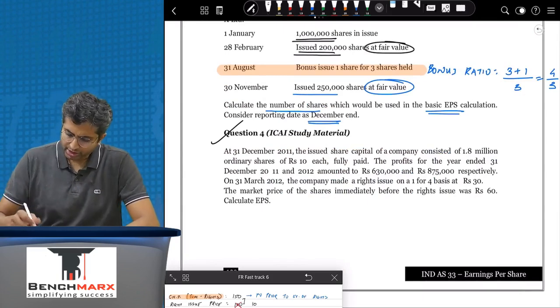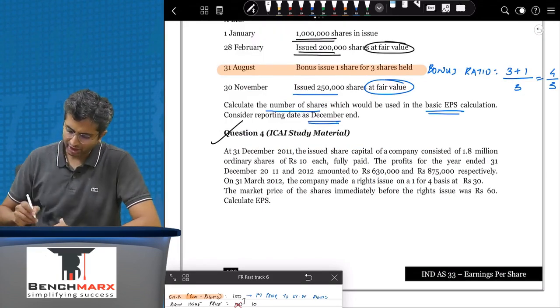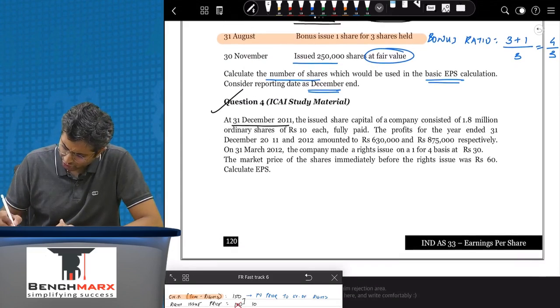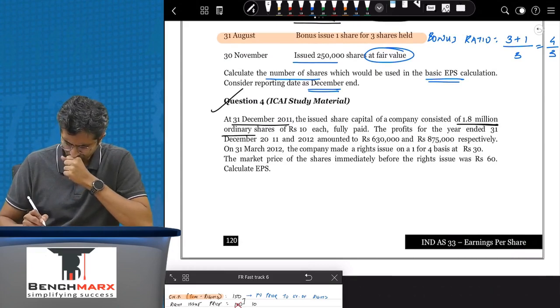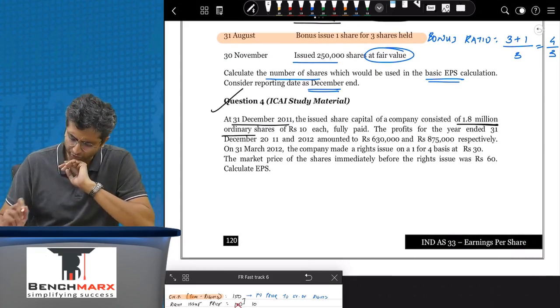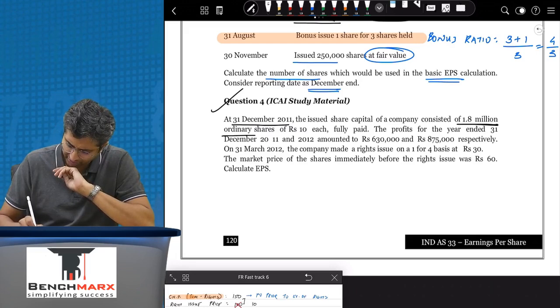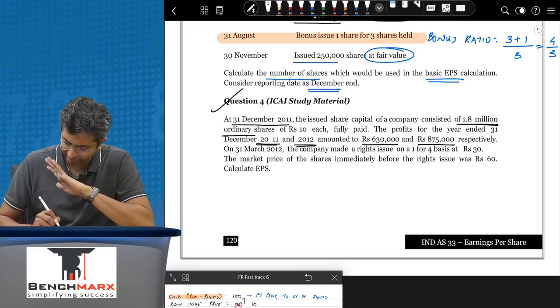Okay, so let us go through this. On 31st December 2011, the issued share capital of the company consisted of 1.8 million ordinary shares of rupees 10 each, fully paid. That's fine. The profits for the year ended 31st December 2011 and 2012 amounted to 6,30,000 and 8,75,000 respectively.